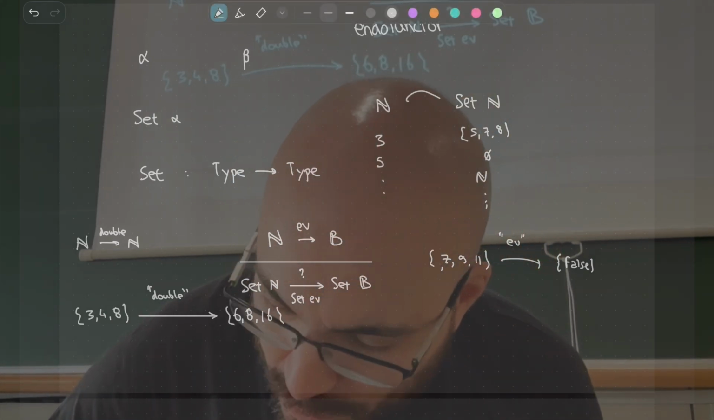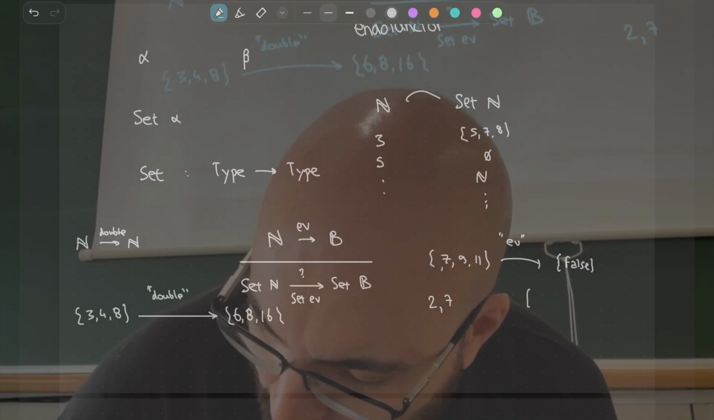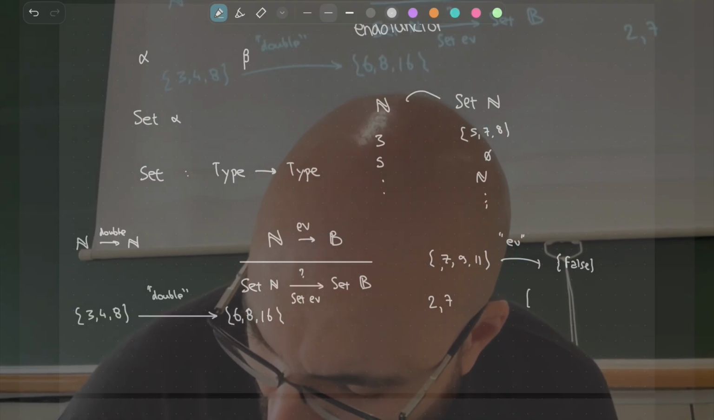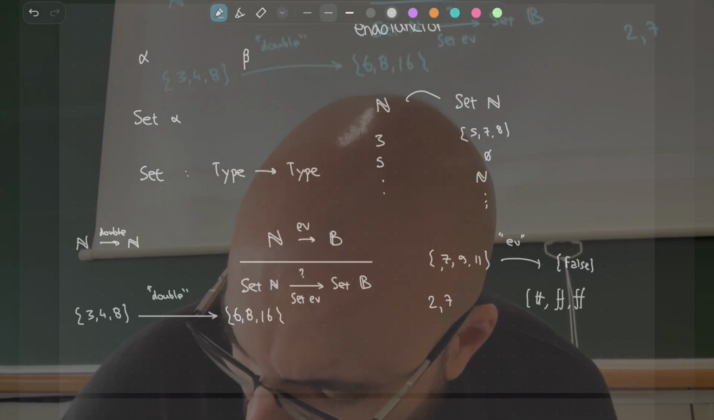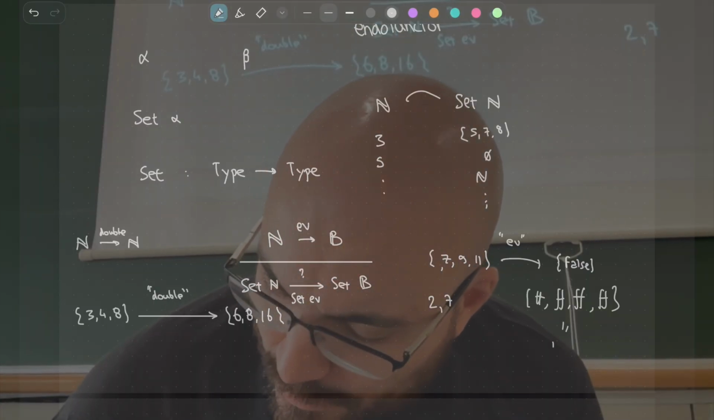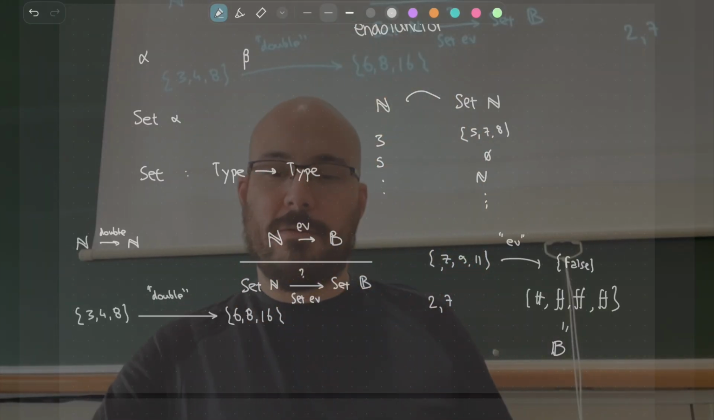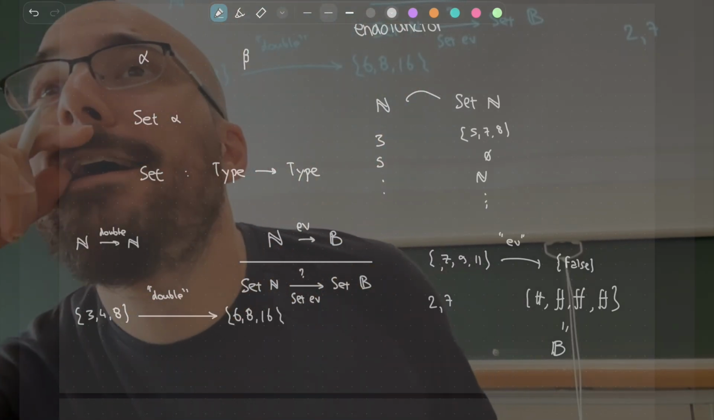Yes, so if there was a 2, technically you can think that they map to true, false, false, false, but this is a set, so this is the set of booleans, right? Okay. Any other question?